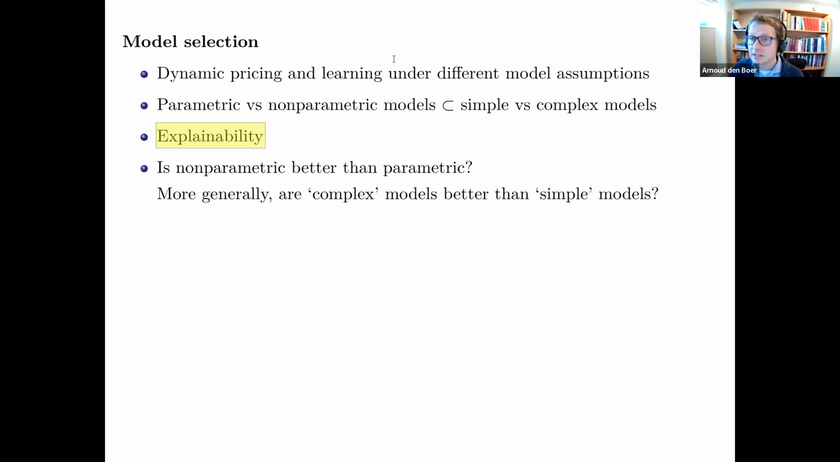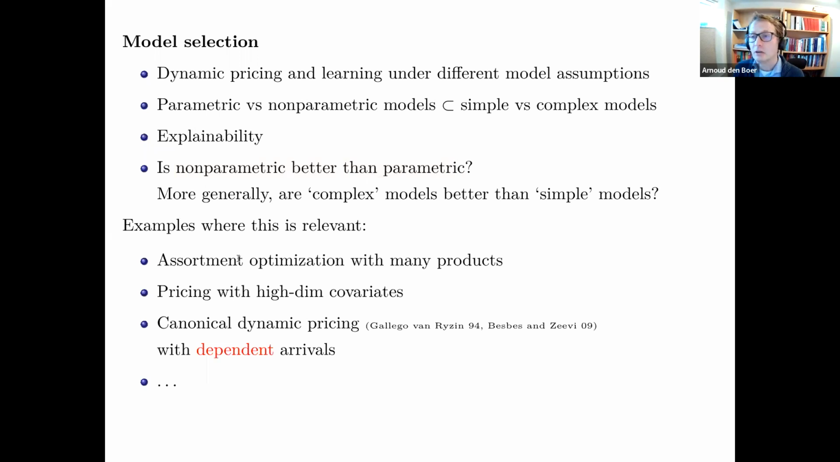But that's nice, but you can also think about this from a performance point of view. If you're interested in earning money, or in general, in maximizing your objective function, then the question is, which model generates the most money? This is, I think, an extremely relevant question, also in general in data-driven problems, but also in revenue management. You can, for example, have assortment optimization with many products. Then the question is, what is a good choice model?